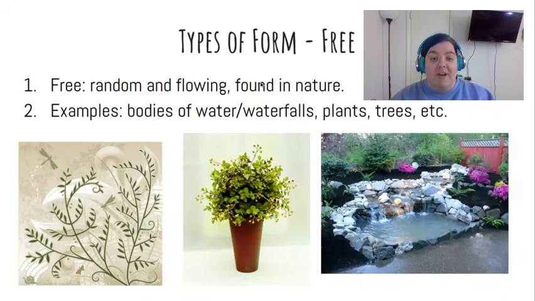The last one we're going to look at is free form. So this is random and flowing, and it's typically found in nature. Examples of it would be your bodies of water or waterfalls, plants, trees. It's basically bringing the outside in or transforming the outside of your home as you see in one of the pictures. So we can do this through adding different types of wallpapers, bringing plants into your home, whether they're fake or they're real.